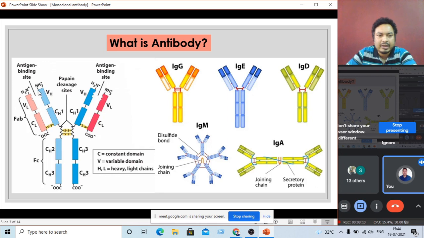Because you can see in this area the antigen binding site is there. All the antigens can bind over here. Okay, and this antibody is specific for a particular antigen. So why is this called variable?